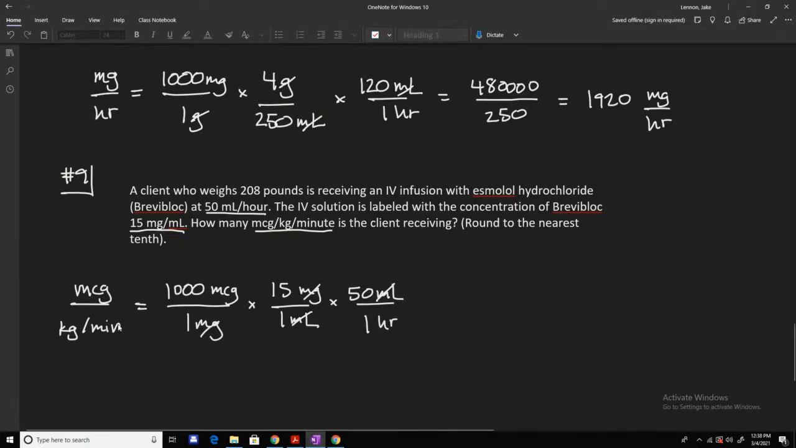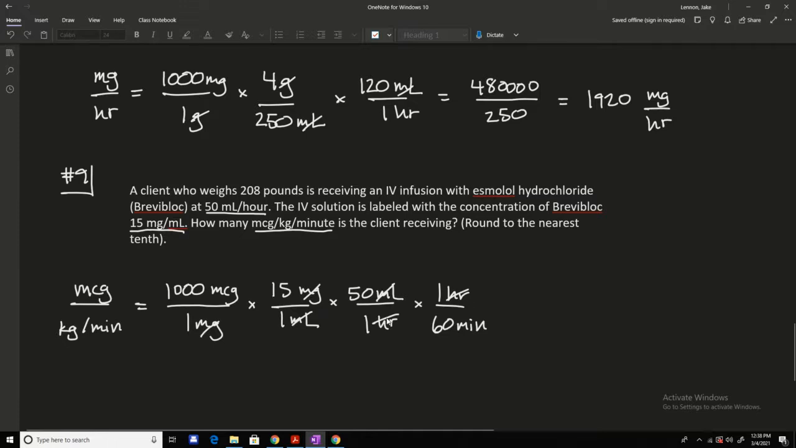I know I want minutes on the bottom, so I can change my hours to minutes. So I can do 1 hour over 60 minutes. Now I've got minutes in the right place. But there's still one thing left to do. There's a kilogram on the bottom that we don't have yet. So I know since it's kilograms, it's going to be a patient weight of some kind. This is usually where students end up getting stuck, this step or the next one.